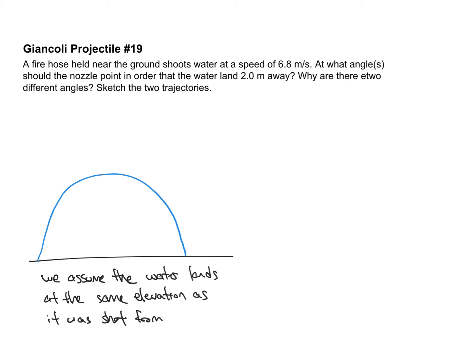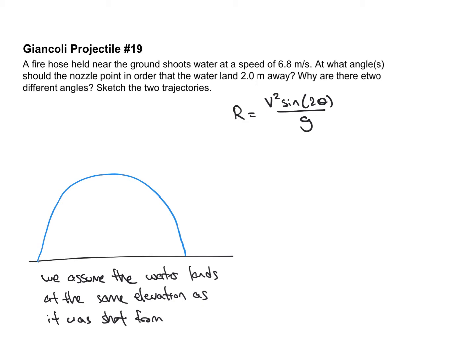To do this question, we have to make an assumption. I wrote it down underneath the diagram there. We're going to assume that the water lands at the same elevation as it was shot from. And that's the only way we're allowed to use the formula for the level horizontal range. Okay, that's the situation when that formula applies.